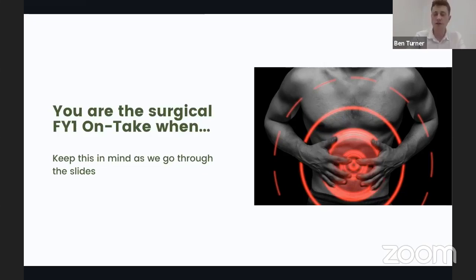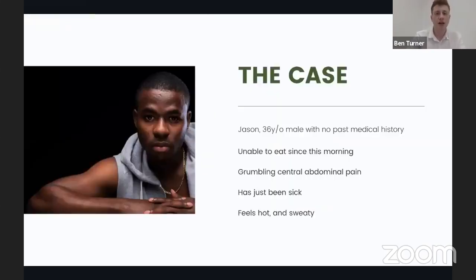So you're the surgical FY1 on take when you see this chap, Jason. He's a 36-year-old male with no past medical history. Since this morning, he's been unable to eat very much, and he's got this grumbling central abdominal pain. It's pretty sore to touch, he says. He's been sick once, and feeling very nauseous, but other than that, he hasn't been too bad. And he feels a bit hot and sweaty, a little bit shivery. Okay, so that's our case that we're going to be thinking about as we work through today.